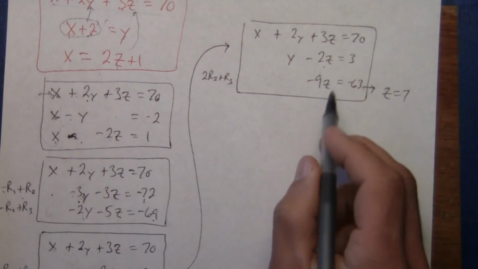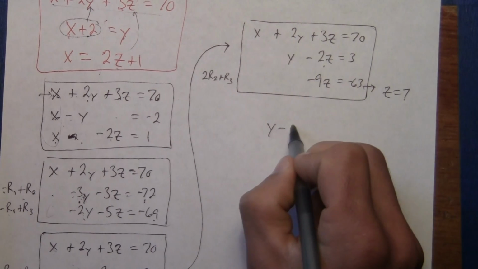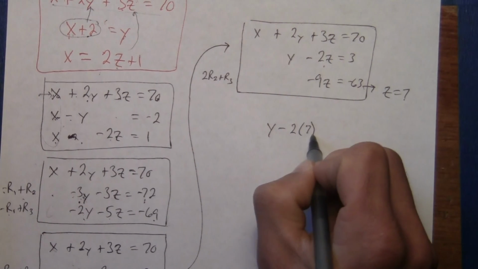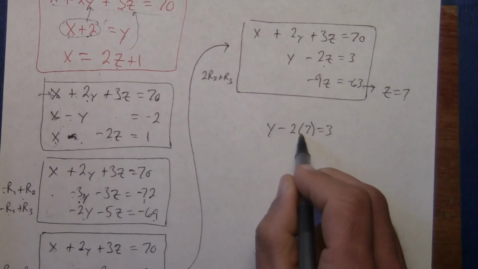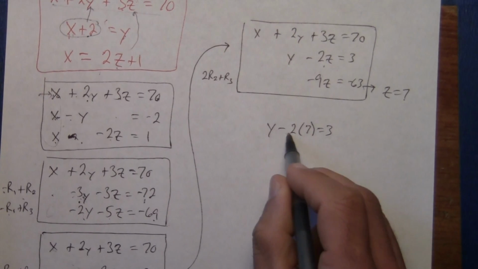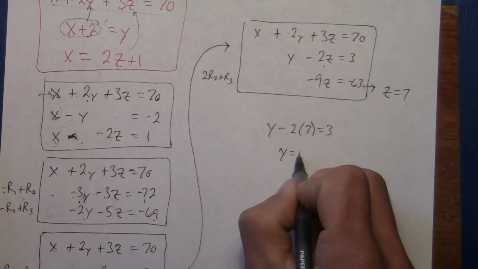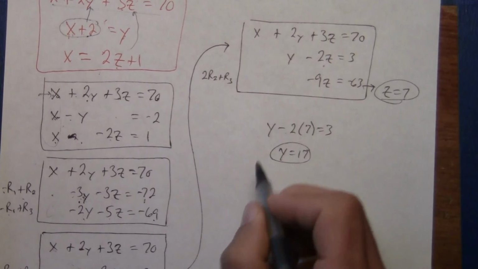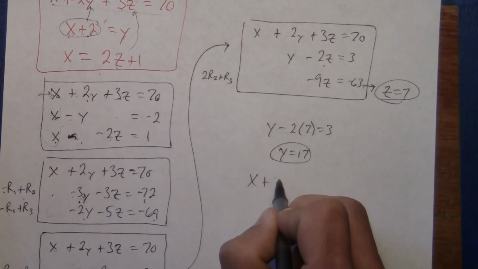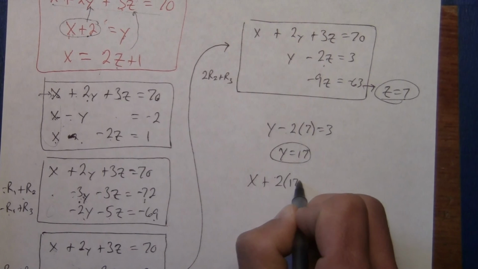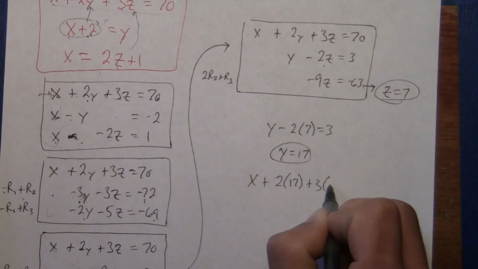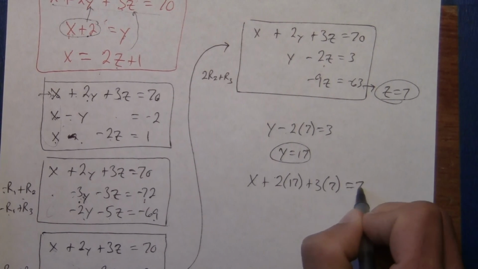So now if z is equal to 7, and I look at that middle equation, I have y minus 2 times 7 is equal to 3. Of course, that's negative 14, so I can add 14 to both sides to get y is equal to 17. And now plug back into the first equation. It's x plus 2 times y, which is 17, plus 3 times z, which is 7, is equal to 70.